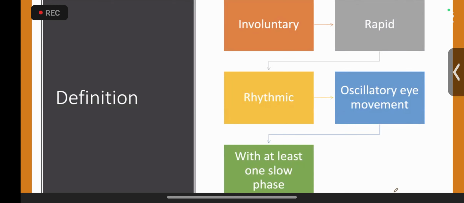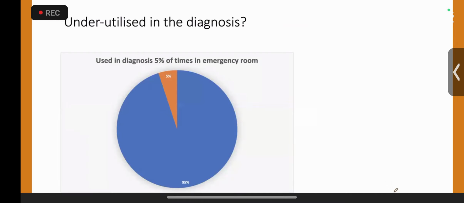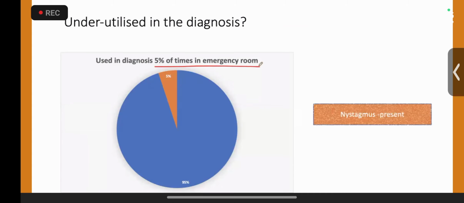Nystagmus 20 light movement, which is nothing but some type of saccade. We are going to see that. So nystagmus is underutilized in the diagnosis. It is used only 5% of the times in the emergency rooms, and many a times whenever it is labeled, it is labeled as nystagmus is present.